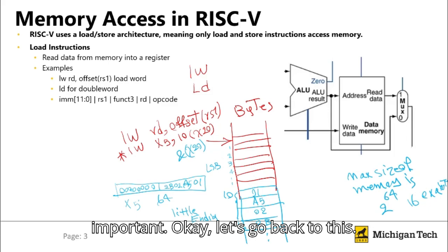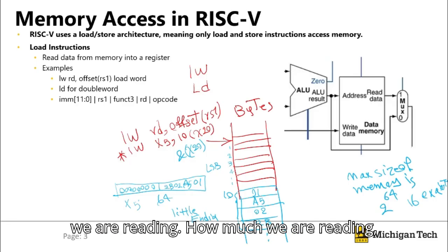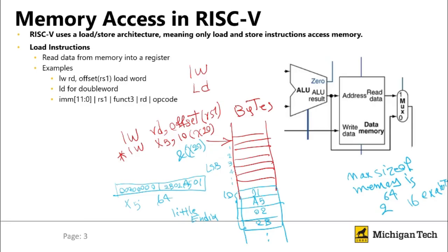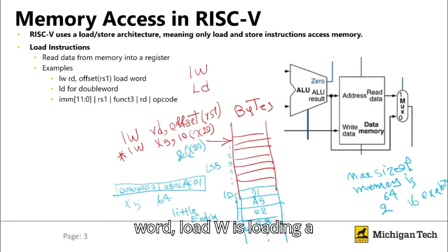Okay, let's go back to this. So we add 10 to this space to find the first element of the array that we are reading. How much we are reading is specified, because we load a word. LW is loading a word. Each word is 4 bytes, so we are reading 4 bytes.